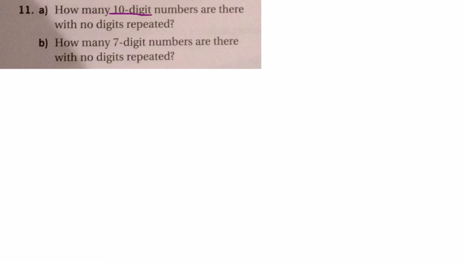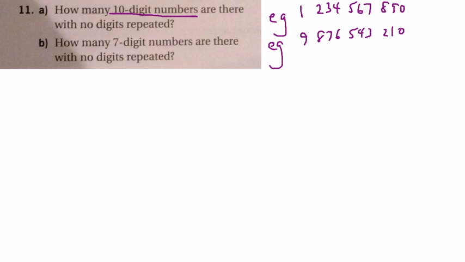This 10-digit numbers business is where we have to be careful, because a 10-digit number can't start with 0, right? So if we look at some examples of 10-digit numbers, we could have 1, 2, 3, 4, 5, 6, 7, 8, 9, 0. That's 10 digits long. Doesn't matter that it ends with a 0. None of that's really important as long as it's a 10-digit number. Oh, and it says with no digits repeated. So I've repeated no digits here. Or another example would be 9, 8, 7, 6, 5, 4, 3, 2, 1, 0.